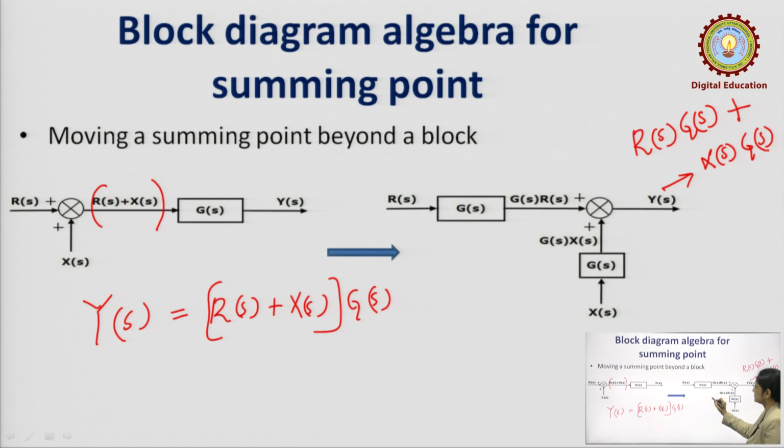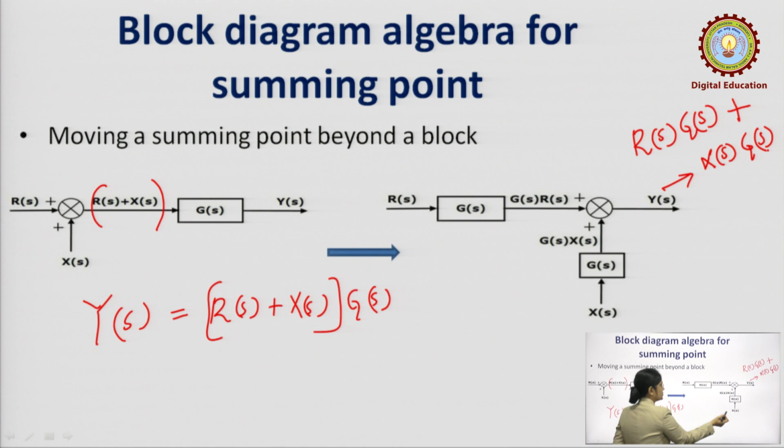So, let us check whether we are getting the same result or not. R of s into g of s is the output of this block, that is, the gain multiplied by the input. Here the input is x of s, and to that we have added a block g of s. We can see that the output here is g of s times x of s. This output g of s x of s is added to this.